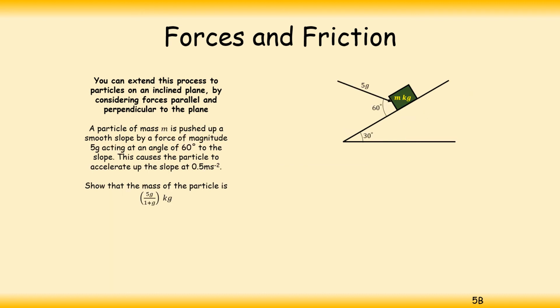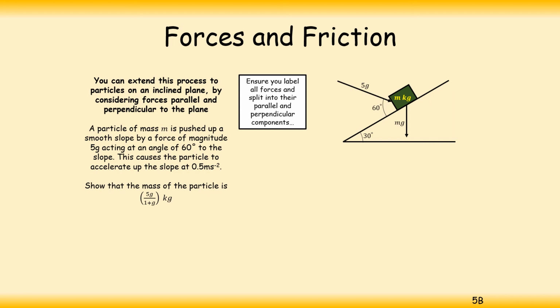So in this example, we've got external force coming at an angle. So if we see an angle here of 60 degrees and a force of 5g applied to this block of mass m kg. And it's a show that question, so we're going to use g all the way along our working, and we're going to try to give the answer in exact form where possible.